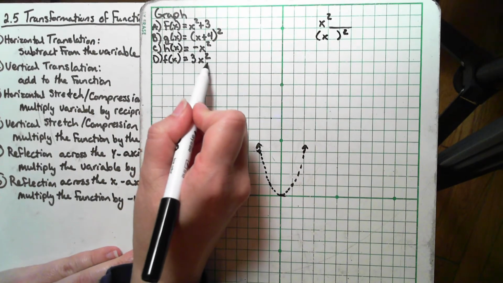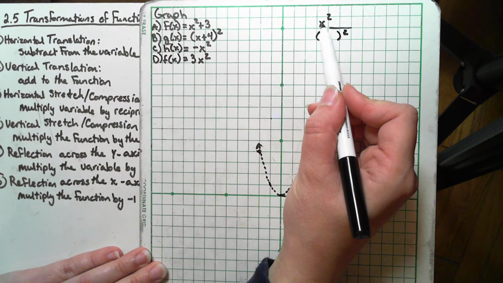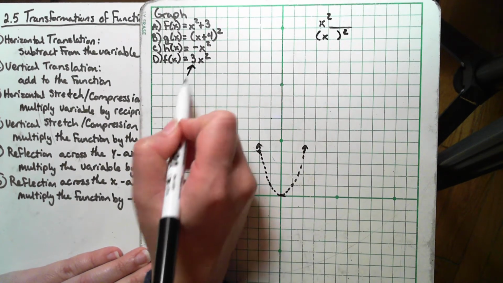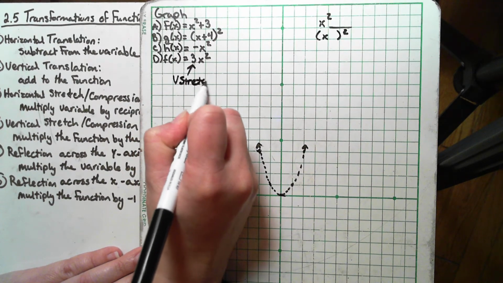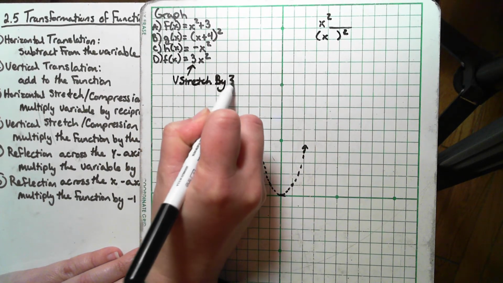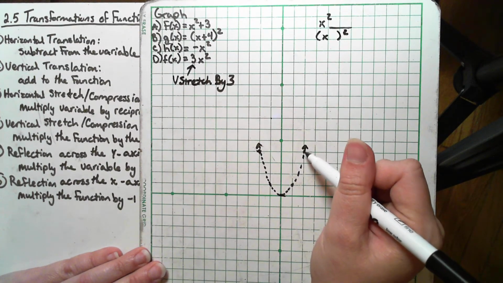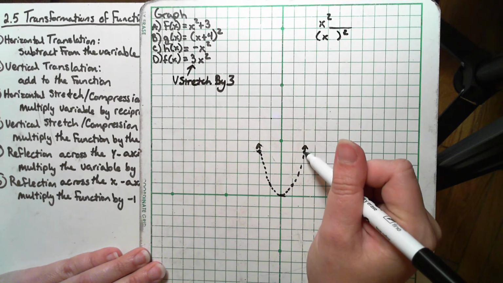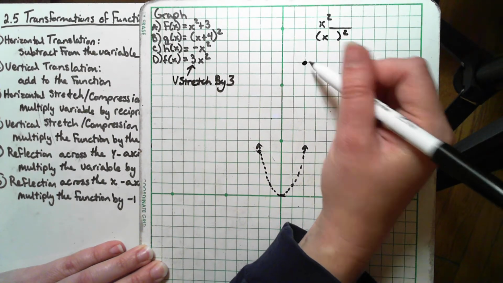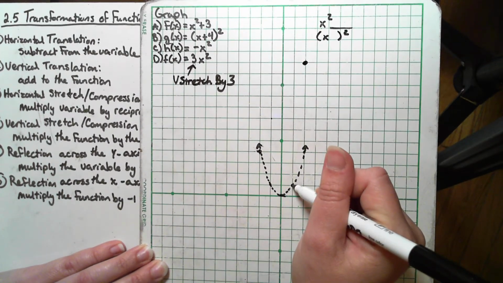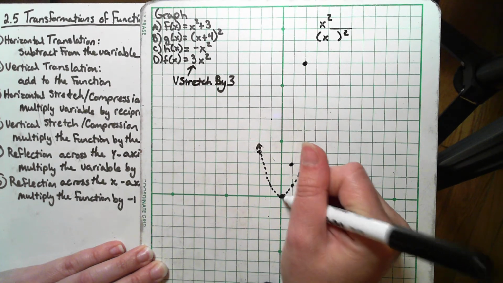Okay, so 3x squared. Again, if it was horizontal, it would happen inside parentheses. So this is a vertical change, and this is a whole number, not a fraction. So this is a vertical stretch by 3. So what I'm going to do is take each y value and multiply by 3. This was at 4. 4 times 3 is 12, so it's going to be up here at 12. This was at 1. 1 times 3 is 3, so it's going to be at 3 now. This was at 0, so it's still at 0.